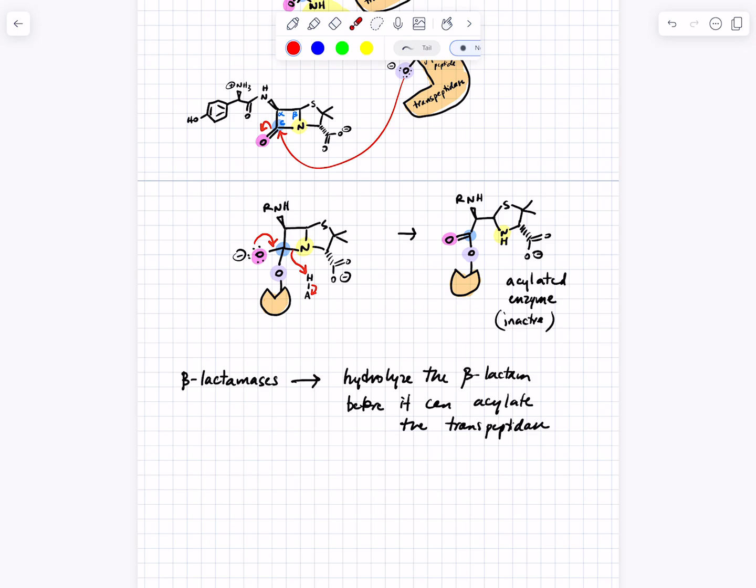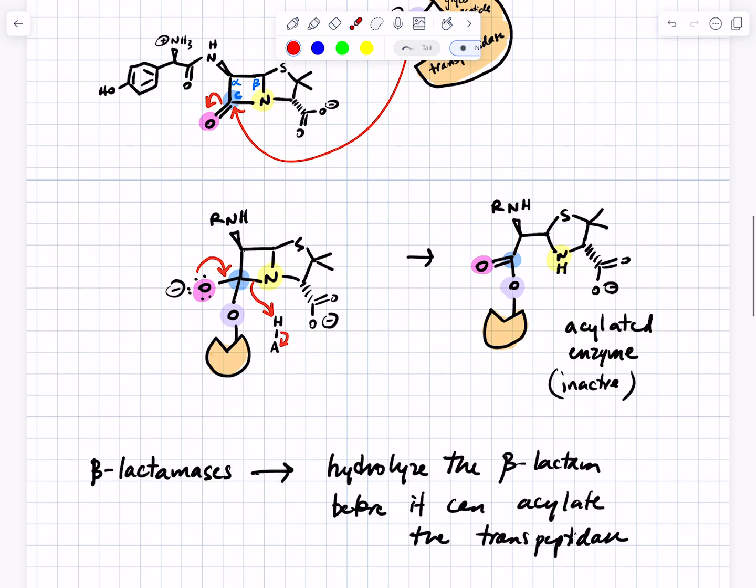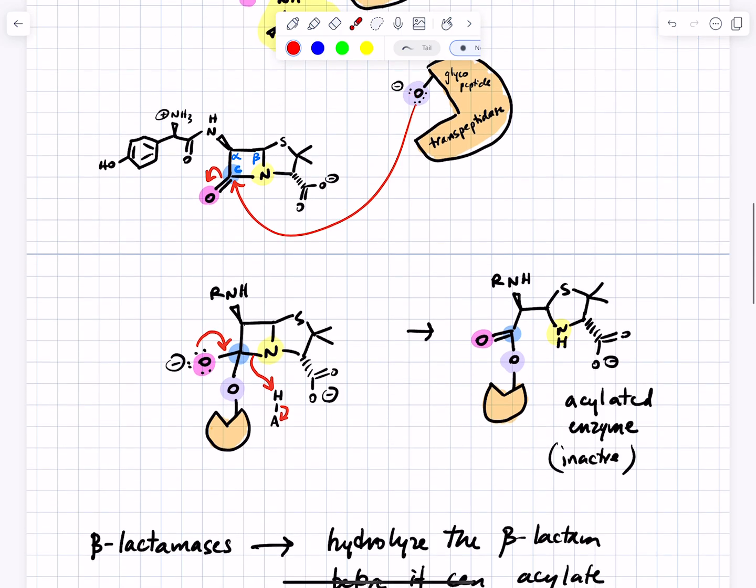So it just basically breaks up the ring before it. Yeah, the beta-lactamases would hydrolyze this ring. So what that would look like is basically this same reaction, only the nucleophile would be water. And in the end, you'd have an OH here. And that hydrolyzed beta-lactam is no longer reactive.